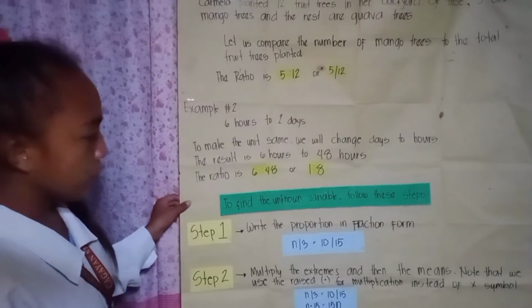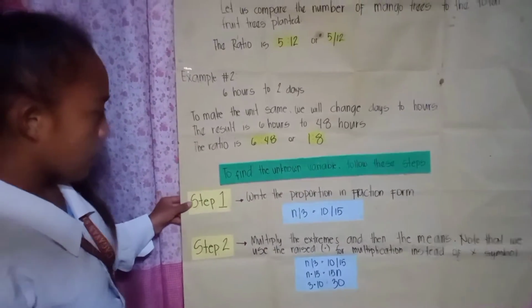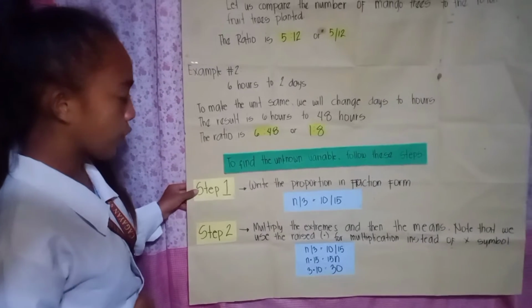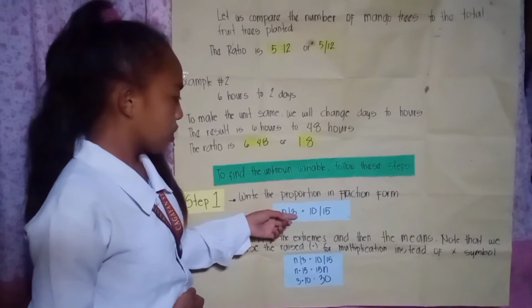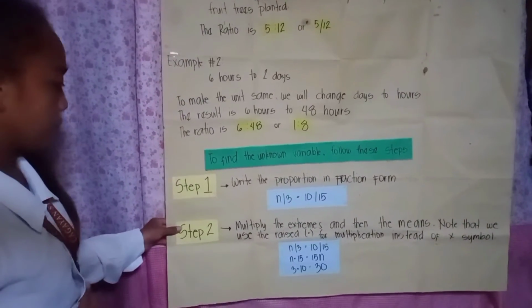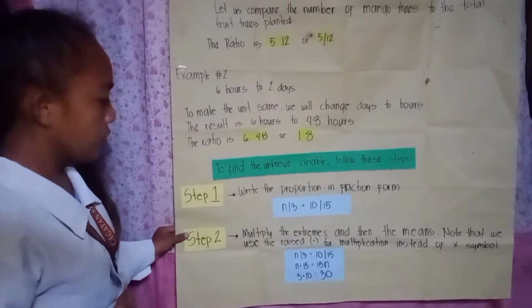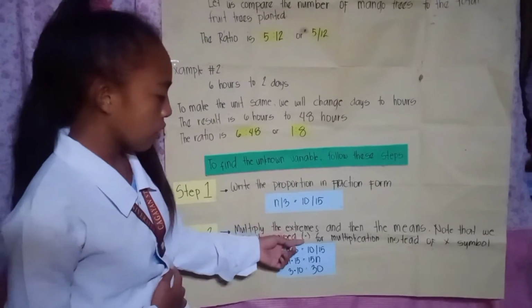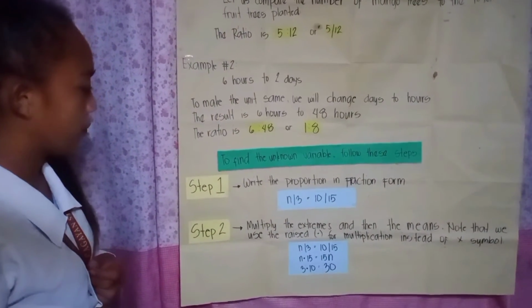To find the unknown variable, follow these steps. Step 1. Write the proportion in fraction form. N/3 is equal to 10/15. Step 2. Multiply the extremes and then the means. Note that we use the raised dot for multiplication instead of the x symbol.